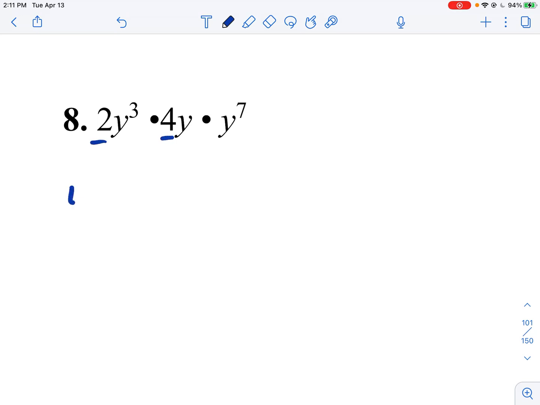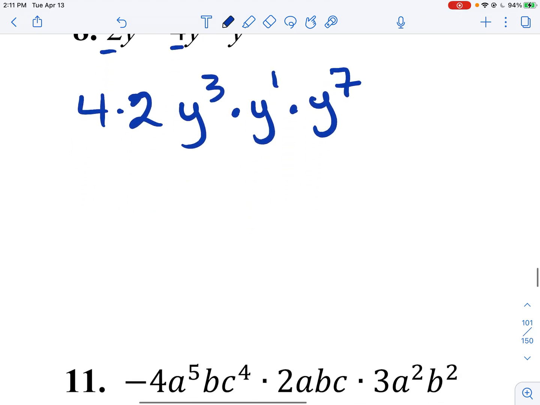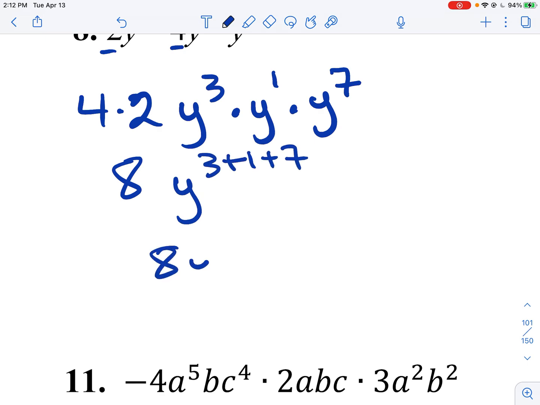Coefficients, I have a coefficient here and here. 4 times, oops, I don't know why I put the 4 first, but 4 times 2 or 2 times 4, same thing. I have a y to the 3rd. Remember, this is a y to the 1st and a y to the 7th. 4 times 2 is 8. Then I add my exponents.